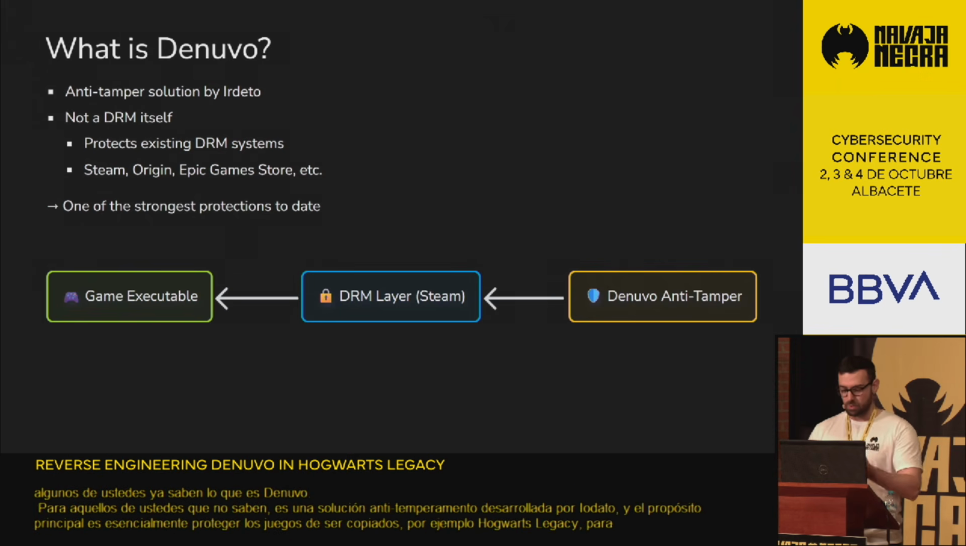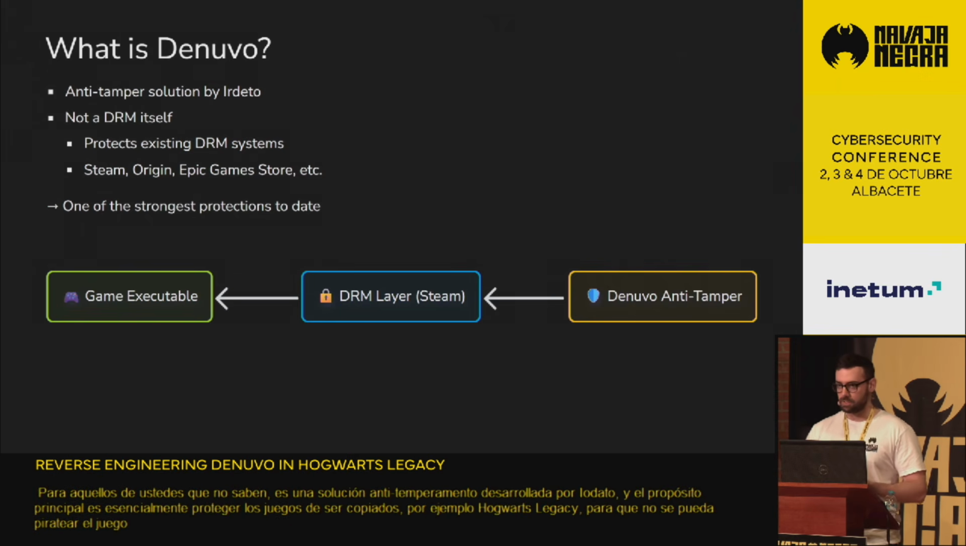For example, you have the Steam DRM layer, the Steam licensing system that Hogwarts Legacy uses, and Denuvo prevents you from removing the Steam licensing solution, so you need to own a license for that game. And in my opinion, it's one of the strongest protections there are to this date.